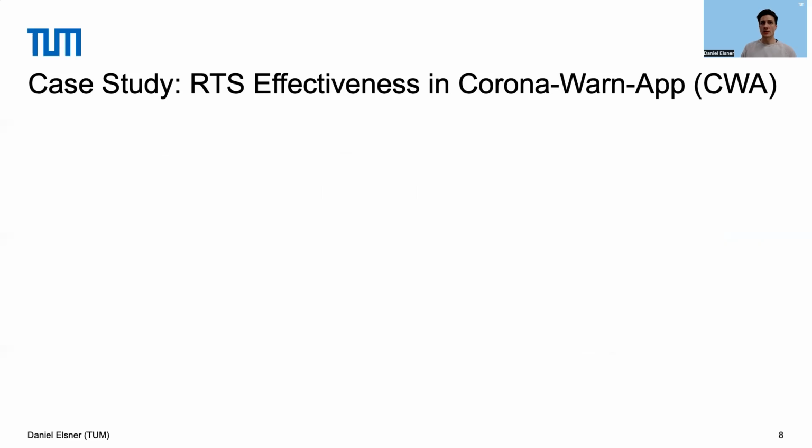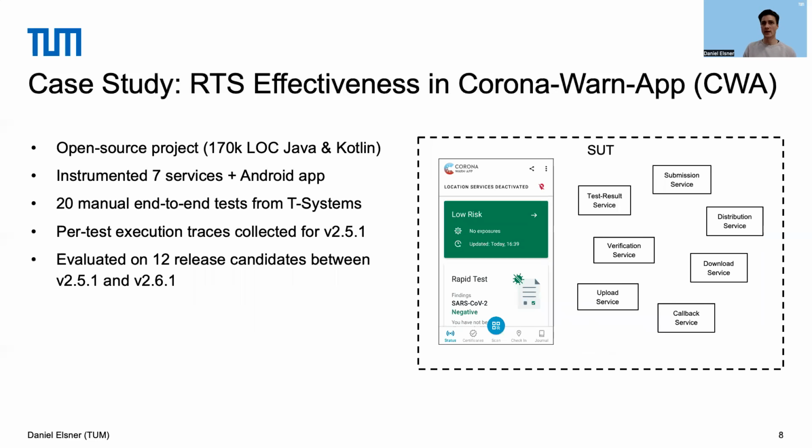All right, let's talk about the case study that we performed to measure the RTS effectiveness in a real-world software system. We looked at the German COVID-19 contact tracing application. It's an open source project, has roughly 170,000 lines of code written mostly in Java and Kotlin. And we consider a subset of 7 microservices that are publicly available.